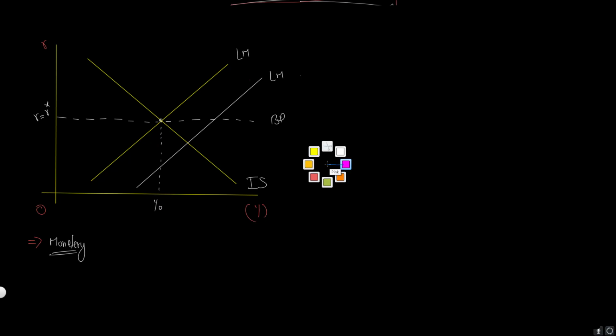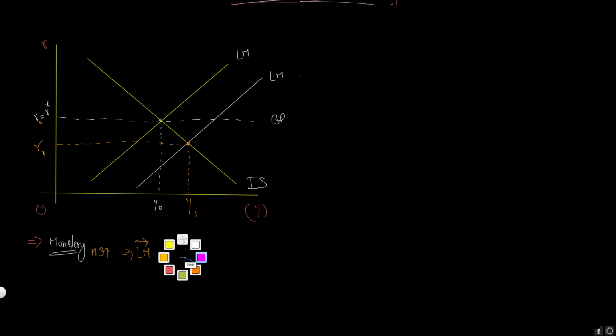So what's going to happen if our LM curve shifts towards the right? As you can probably see, our income in the economy is going to increase from Y0 to Y1, and our domestic interest rate is going to decline from R0 to R1. Let me write it down. If the money supply in the economy increases, the LM curve will shift towards the right. When the LM curve shifts towards the right, we have an increase in income from Y0 to Y1.